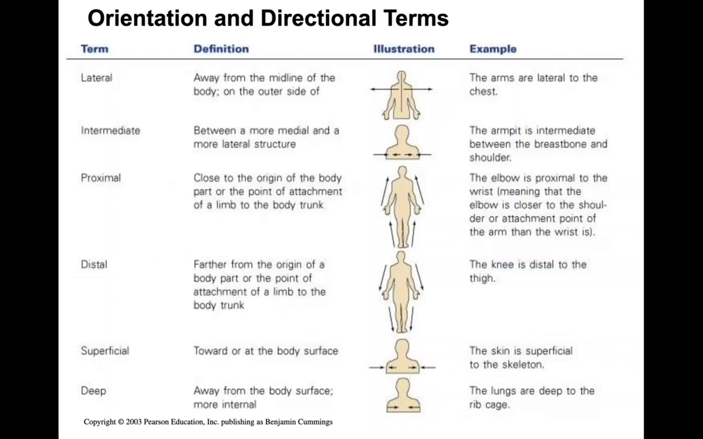So you would say the heart is medial to the arms. Lateral is going to be towards the sides. So you could say the arms are lateral to the chest. Intermediate is between a more medial and more lateral structure. So the armpit would be considered intermediate between the breastbone and the shoulder.